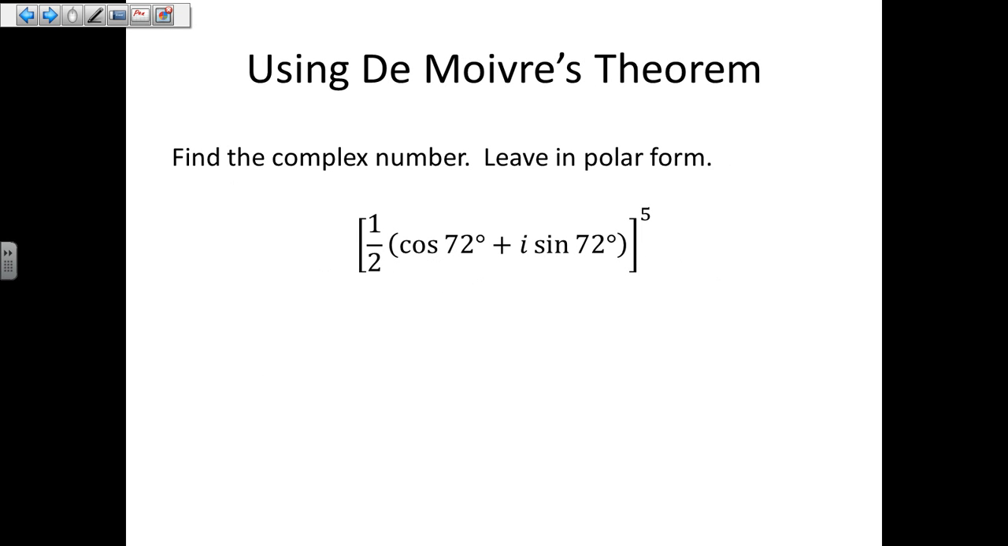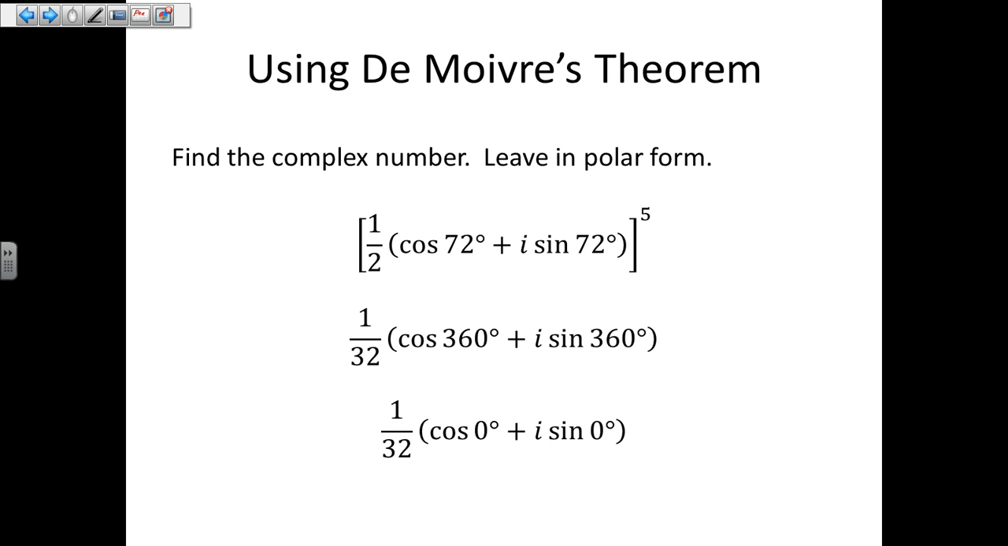So here's an example where we want to find the complex number with this power of 5. And we're going to go ahead and leave it in polar form. So, Moivre's Theorem just simply says that I should take the 1/2, put it to the power of 5, and then multiply the 72-degree angle by 5. Pretty easily done. 1/2 to the 5th power is 1/32. 2, 4, 8, 16, 32. Pretty easy. And when I multiply 5 times 72, I get 360. So my angle on both of these is 360 degrees.